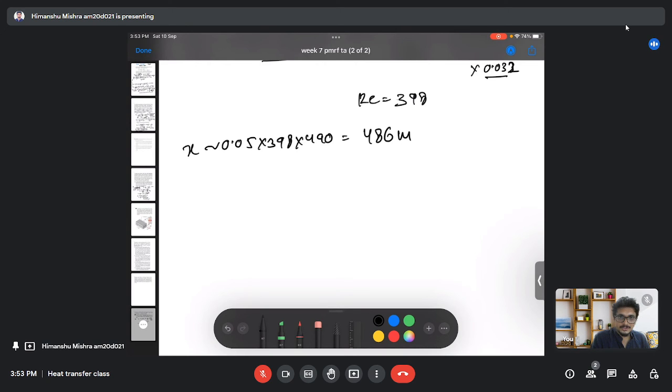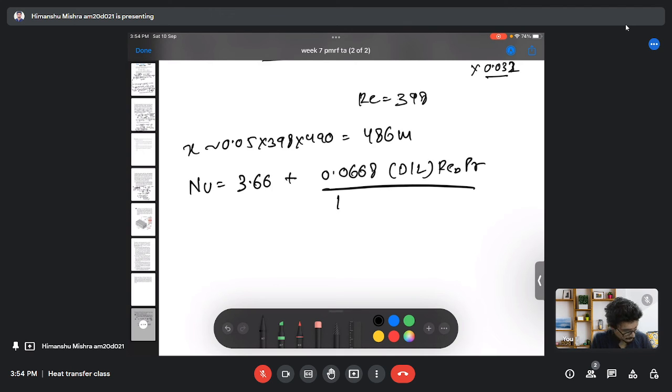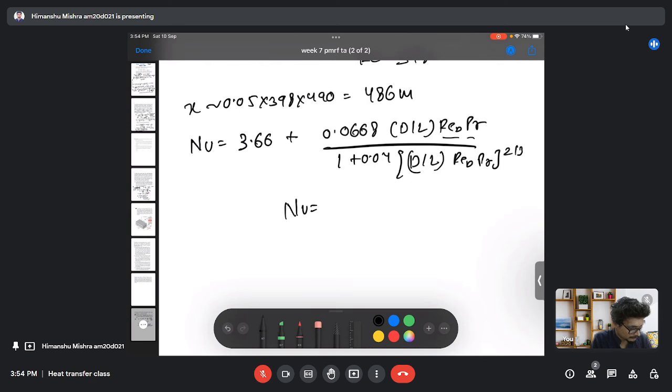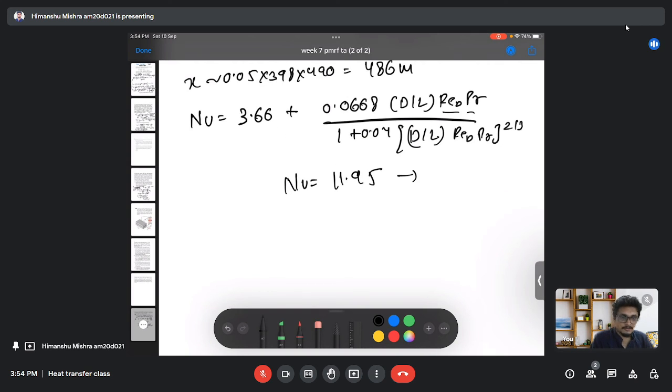So in order to find the heat transfer coefficient and the total heat rate, we need to use the Nusselt number correlation that is valid only for the entry region, not for fully developed flow. In the earlier question, we used the Nusselt number correlation for fully developed turbulent and laminar flows. Here the Nusselt number correlation will be different, and it is given as follows. We already know the Reynolds number and the Prandtl number, so we just need to put in the values, and we will get a Nusselt number of 11.95.